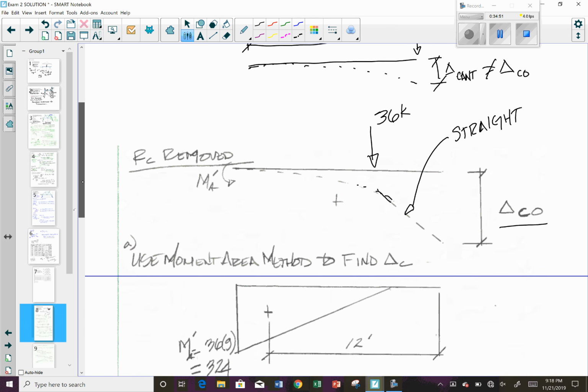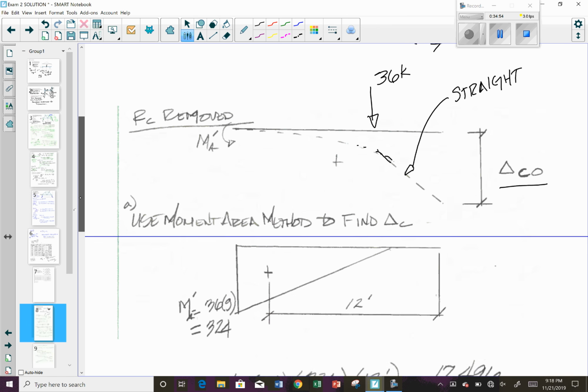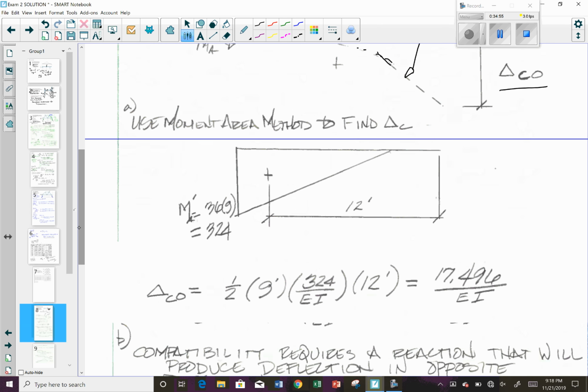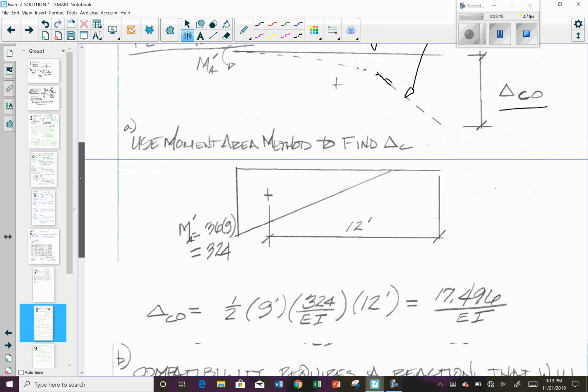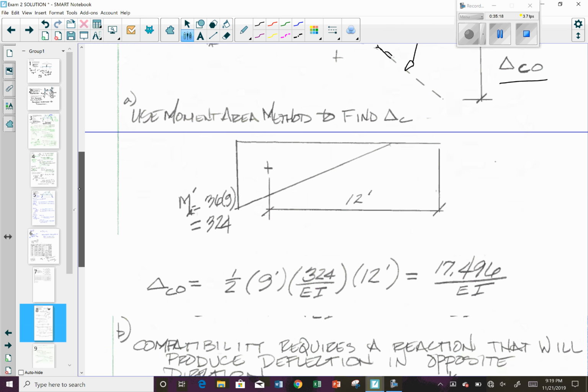Okay, so that was the thing that you needed to recognize on that. And so since you guys are pros at the moment area method now, you should be able to use moment area method to find the deflection. Some people recognized the difference, and I think that they used superposition to find the deflection when the point load is right here. Okay, so to get the deflection here, you can use moment area method.